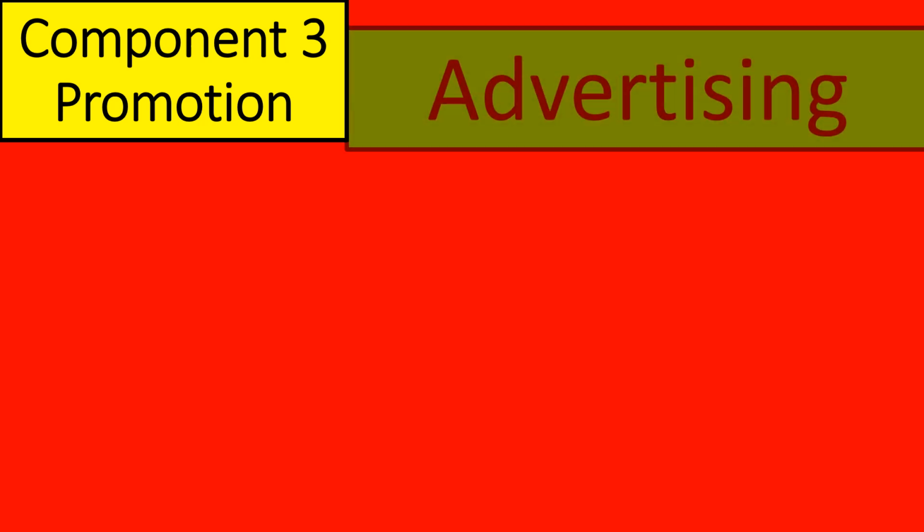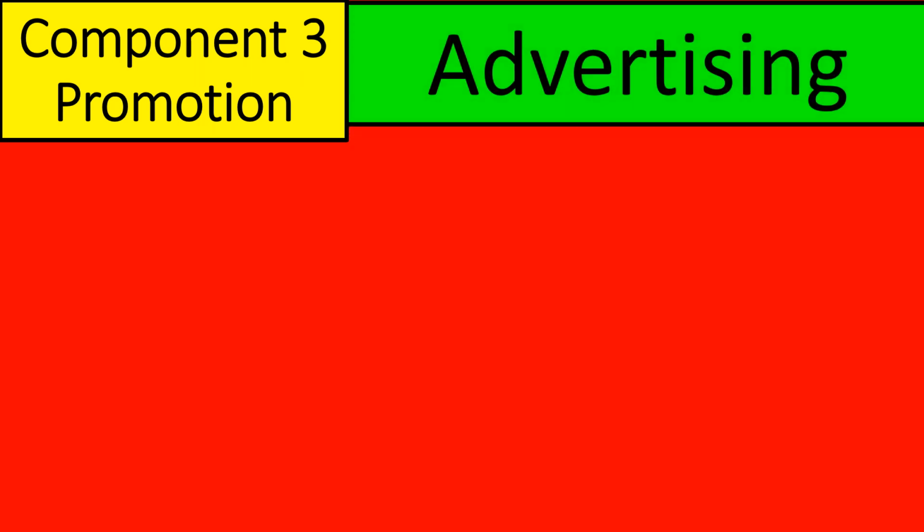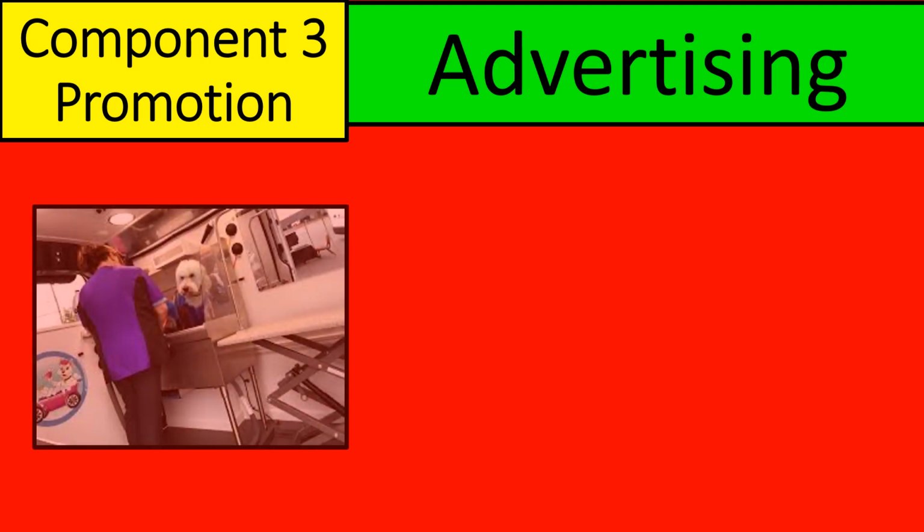Right, we're looking at component 3, the examined unit, and we're going to particularly look at promotion. Today, we're going to look at part of the promotional mix, which is advertising, and you probably know exactly what this means, but we're going to put it into business terminology so you can make sense of it and answer questions in the exam. The very basics we have here.